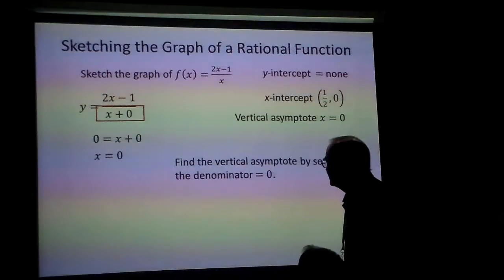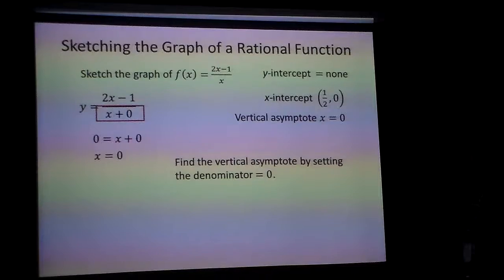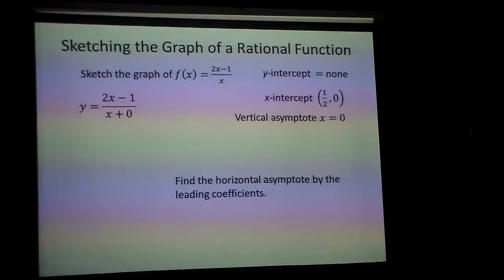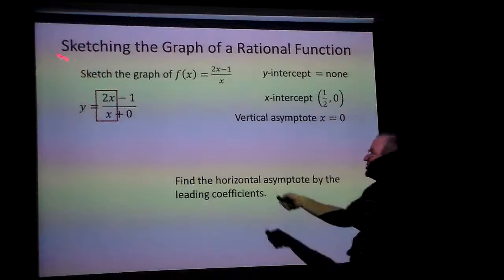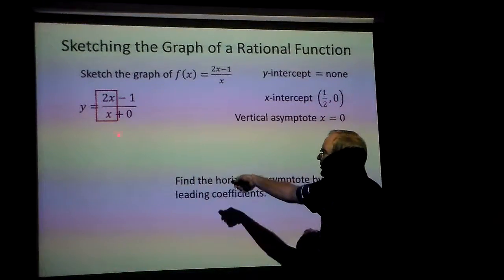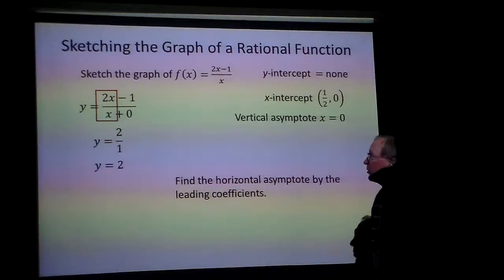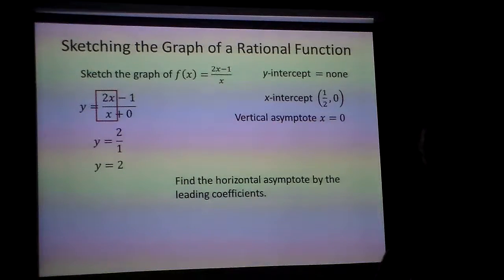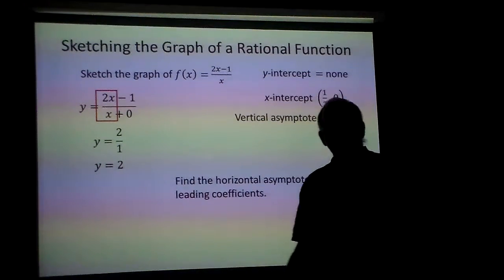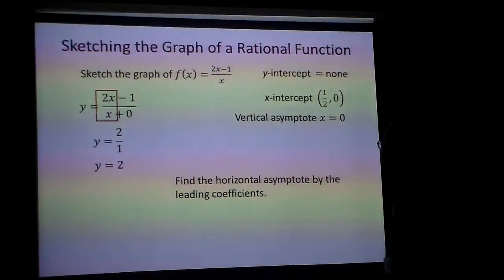All right? So, oh, I need to find the horizontal asymptote. How do I do it? The leading coefficients. Notice I have this nice red box popping up here. What are the coefficients? The degrees are the same. So I have a 2 over 1. So there's a horizontal asymptote at y equals dos. That's 2 for those that don't speak Spanish. Okay? So the horizontal asymptote occurs at y equals 2.